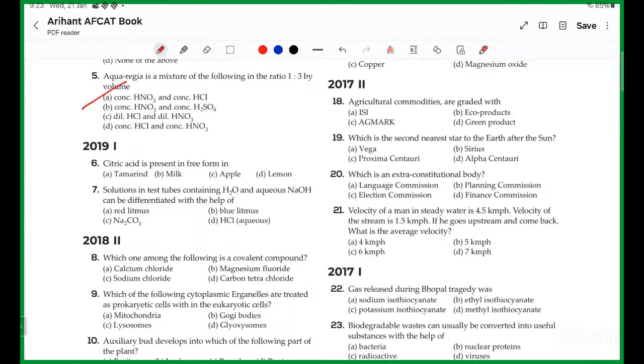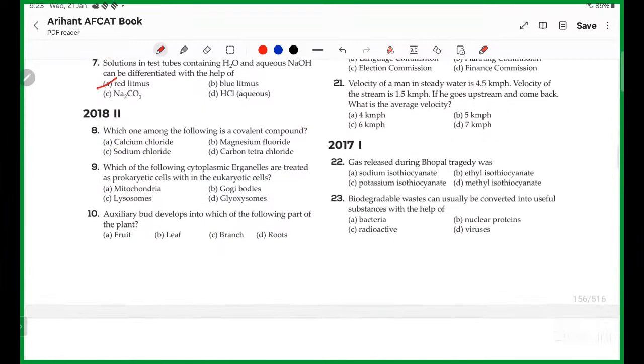Citric acid किसमें होता है? खट्टी चीजों में, बेसिकली लेमन में होगा। The solutions in test tubes containing H2O and aqueous NaOH can be differentiated with the help of red litmus. Which one among the following is a covalent compound? Carbon tetrachloride.